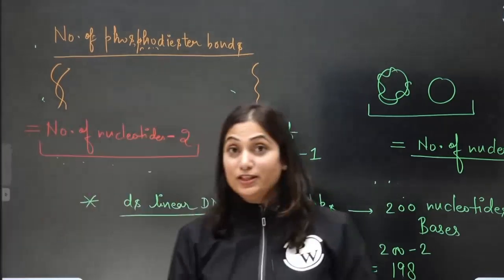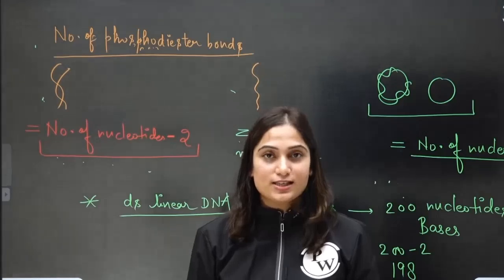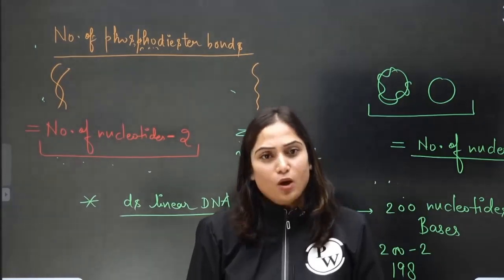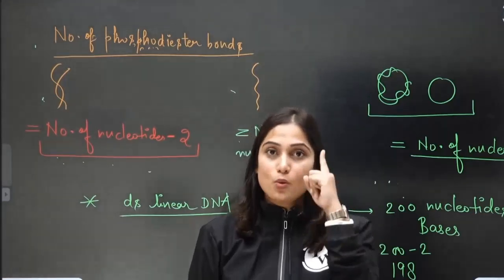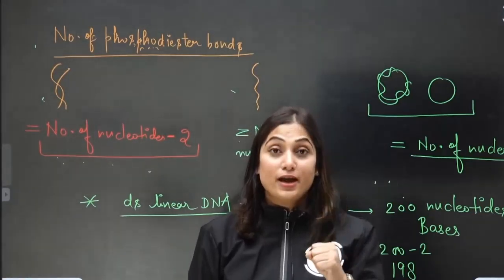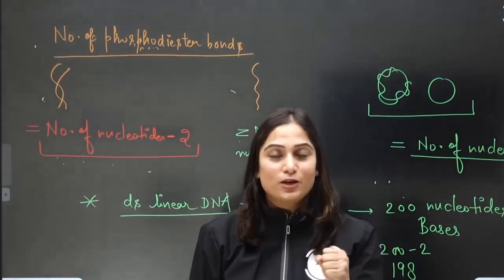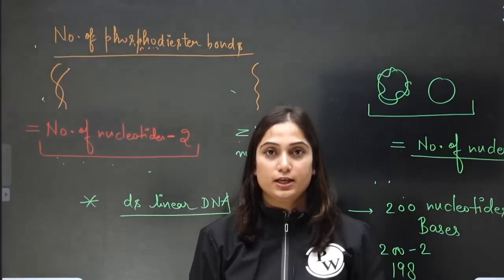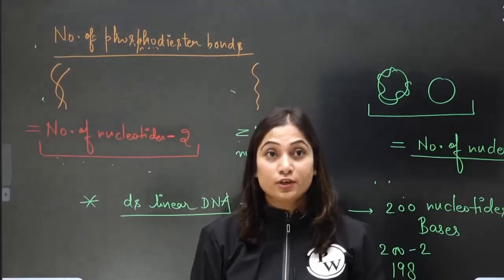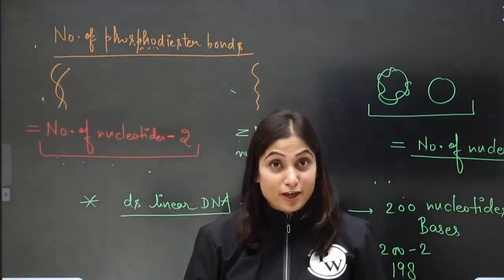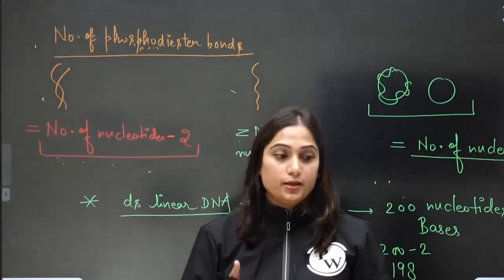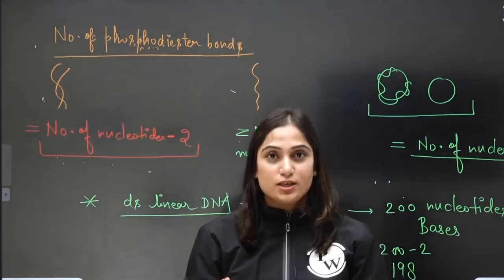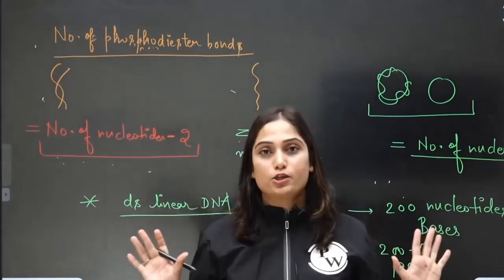And what will be the number of glycosidic linkages? The number of glycosidic linkages will always be equal to the number of nucleotides, because one nucleotide contains one glycosidic linkage. But a phosphodiester bond is present between two nucleotides. So the number of glycosidic linkages will always be equal to the number of nucleotides. And be careful, you have to first convert the base pairs into nucleotides. If the question directly says nucleotides, then there is no need for conversion.